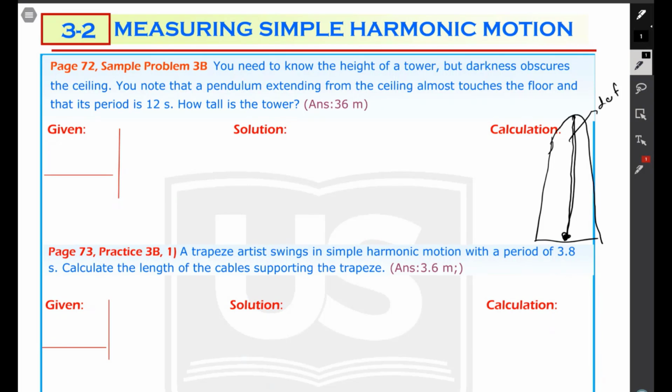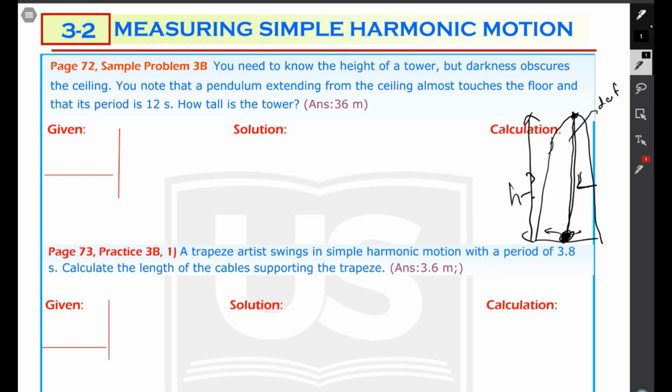And then you start vibrating the pendulum, and you observe that this pendulum has a period of 12 seconds. So how tall is the tower? In fact, height is asked of you, but this height is the same as the length of the string, is it? Or length of the rope which is used for swinging this pendulum. So if you find the length of the rope from ceiling to the floor, you are going to in fact calculate the height of this tower. So you will calculate the length of the rope, and when you find the length of the rope, in fact you found the height of the tower.